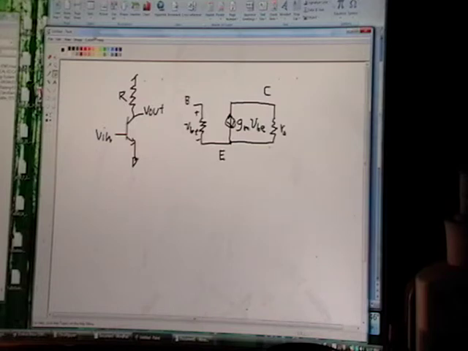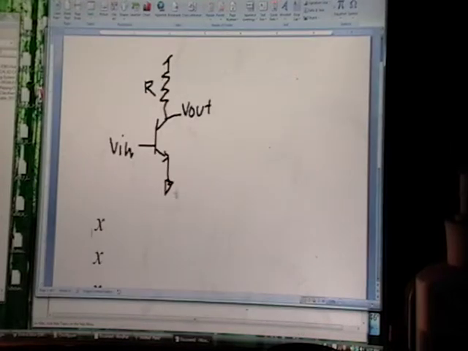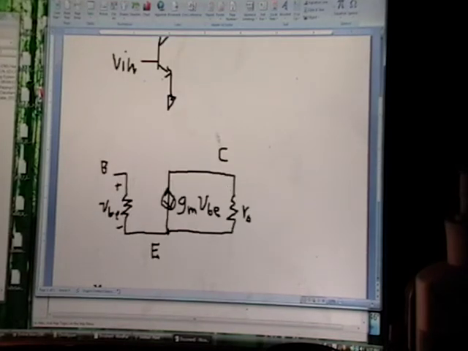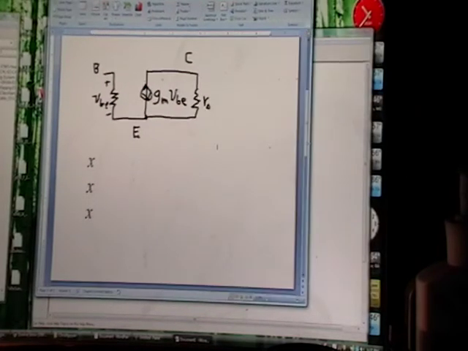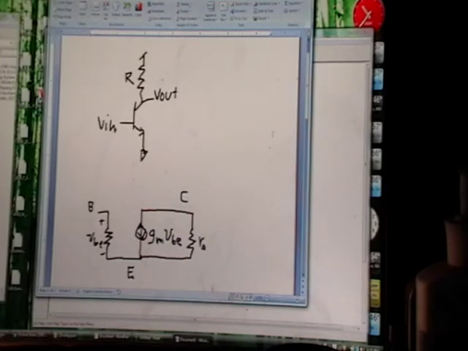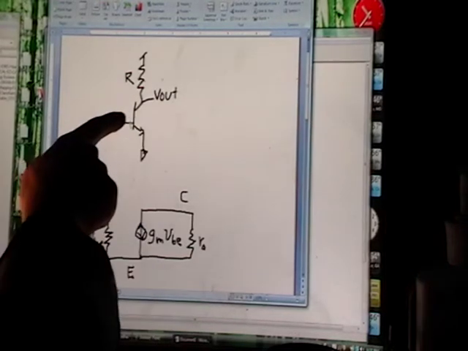Okay, so let's put that in there. That's our representation of the transistor that's useful for small signal analysis. We can make this a little smaller. So those are the two important drawings so far. Now you have those two drawings. We are now going to analyze the small signal picture of this circuit right here.